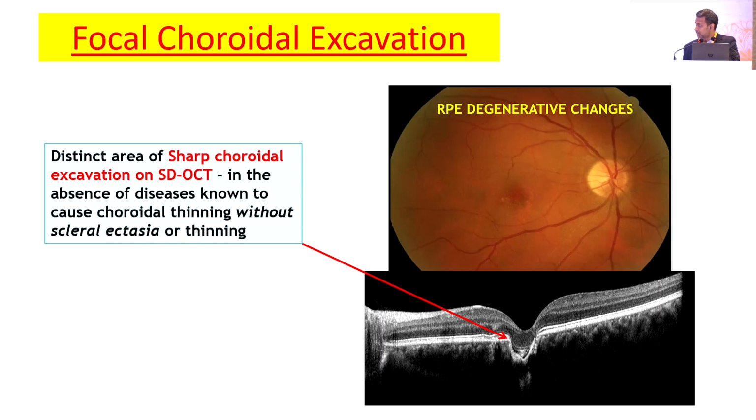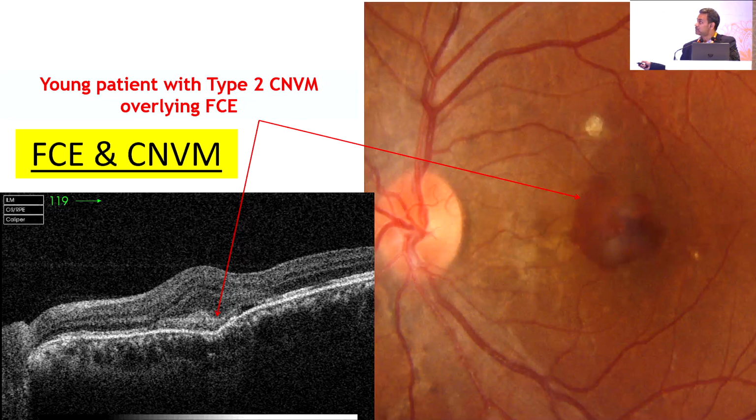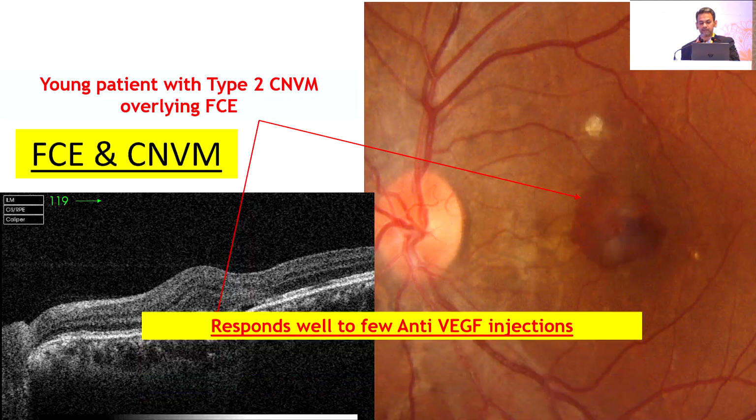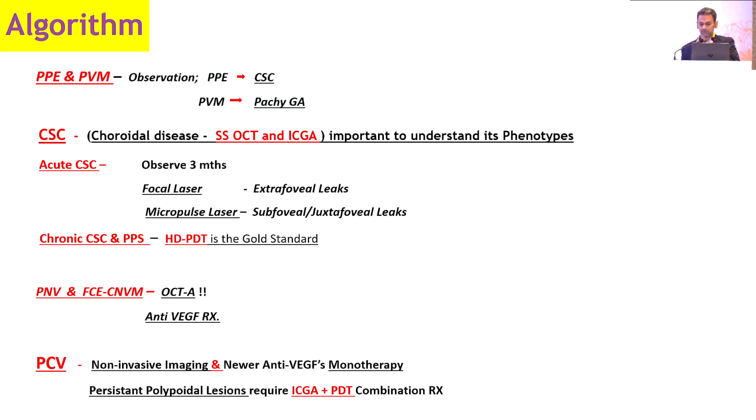So focal choroidal excavation can also be part of the pachychoroid spectrum, where there is a sharp choroidal excavation on SD-OCT. It can be conforming or non-conforming if the neurosensory retina is detached from the RPE, but treatment is not required unless you see subretinal hemorrhage. It can be associated with CNV or PCV, and the good thing is that only fewer injections of anti-VEGF are required to take care of the CNVM or PCV in this scenario with FCE, or focal choroidal excavation.